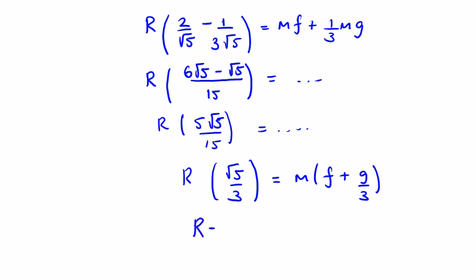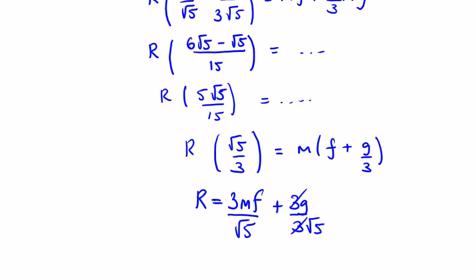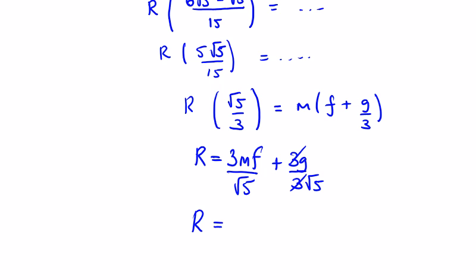So to get R on its own, I'm going to multiply by 3. 3mf, I'll put it back together, plus 3mg over 3. And then I have to divide by root 5. You know what I mean? So that's going to give me g over root 5. So I can factor the right hand side. I left out the m here, should have been in there. m over root 5. That's going to leave me with 3f plus g.